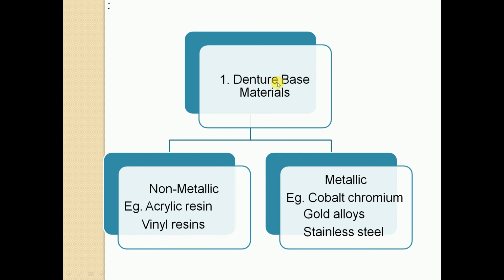So, classification of the denture base material. According to this, it is divided into two parts, that is non-metallic and metallic. In non-metallic, your examples are acrylic resin and vinyl resin. In metallic, you have cobalt chromium, gold alloys, and stainless steel.